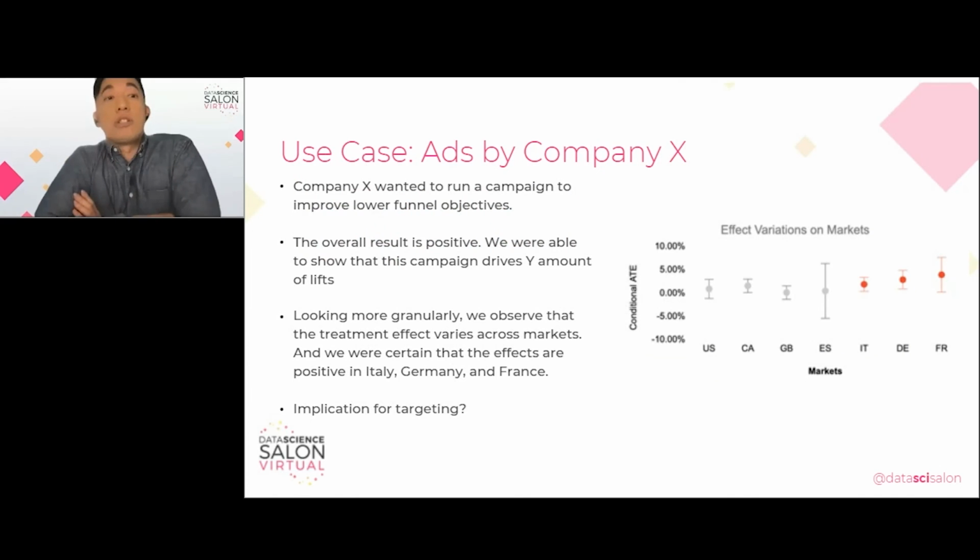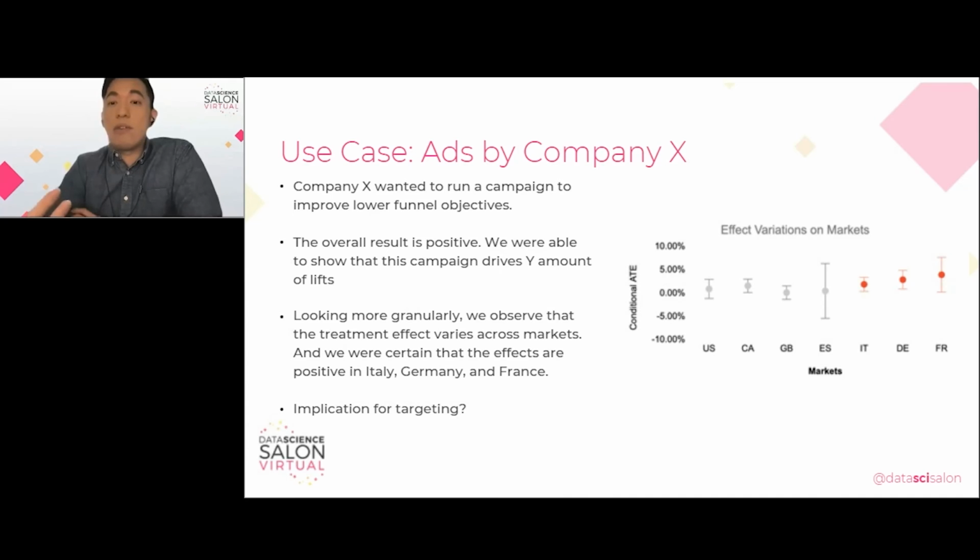Okay, so lastly, I want to showcase how we could use causal forest in the real world. I'm going to use data as a toy example, so it does not come from any company. Suppose there's company X, and we can use a gaming company as an example. The company wants to run gaming ad campaigns to improve its lower funnel objectives, say install or sales or purchase. After running those campaigns, they collect the data, do the analysis, and say, okay, now we have positive lift, or a positive significant average treatment effect.